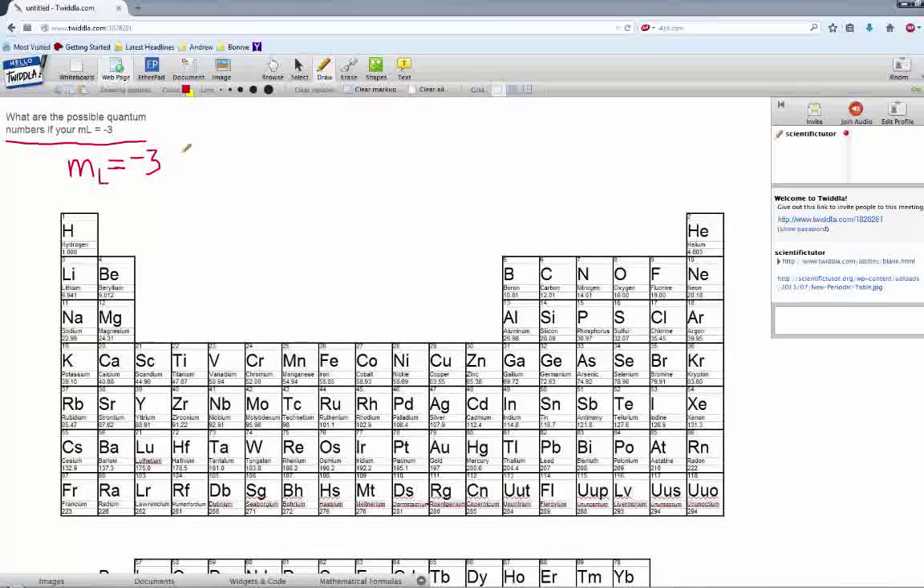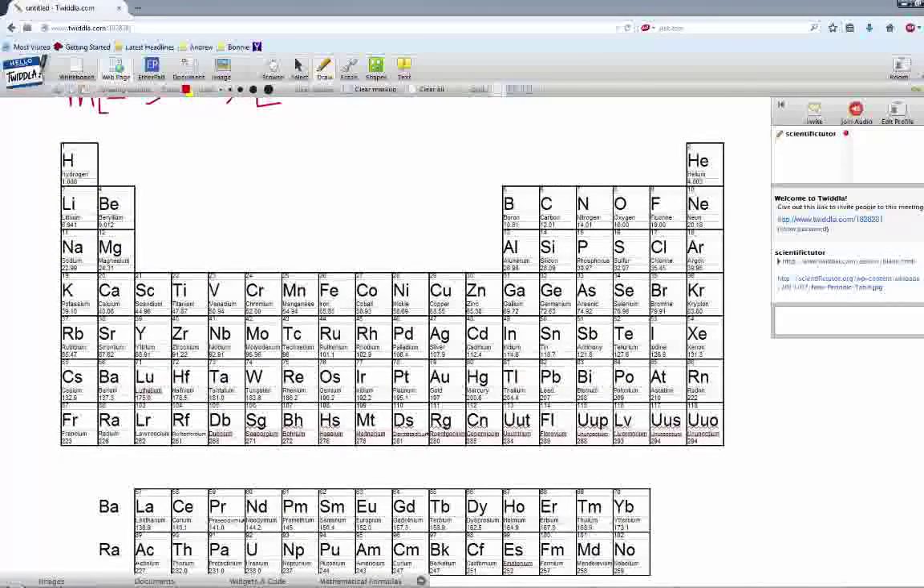If the m sub L equals -3, this influences the L. Remember, m sub L is talking about the individual orbitals. The first place where the individual orbital can be -3 is in the f orbitals. If we look down to the bottom of this page, we'll see the f orbitals at the bottom of the periodic table. These guys are the f orbitals.